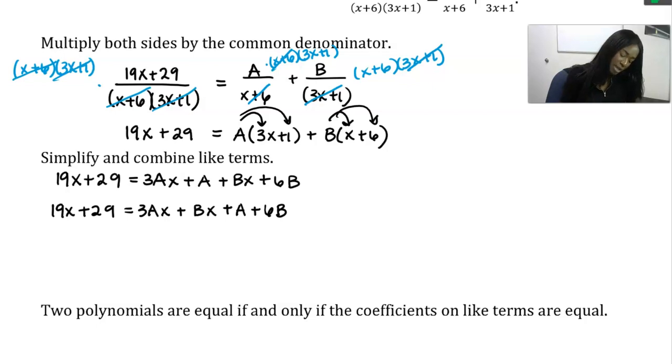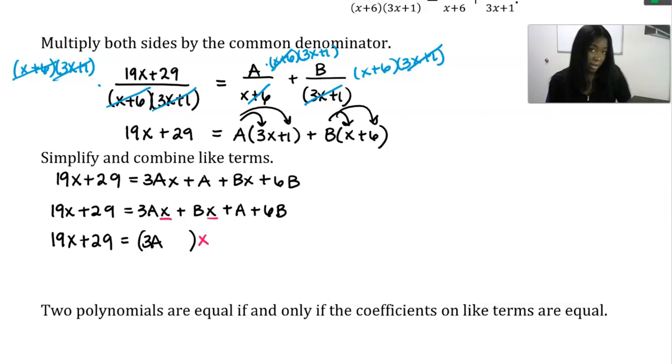And the reason that I put my x terms together is because I want to combine those terms by pulling that x out. So both of these terms right here had an x. I'm going to pull that x out right there, and let's see what we're left with. Well, the first term left us with a 3a, because we had 3ax, but we pulled the x out. And the second term just leaves us with a b, because we had bx, but we pulled the x out. And then we still have the plus a plus 6b. Okay, so we have that all simplified with our terms combined.